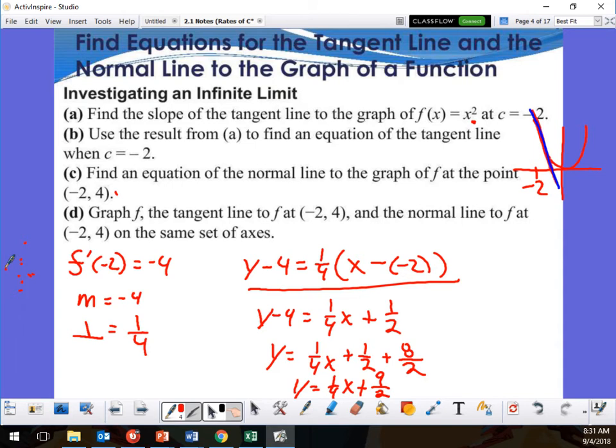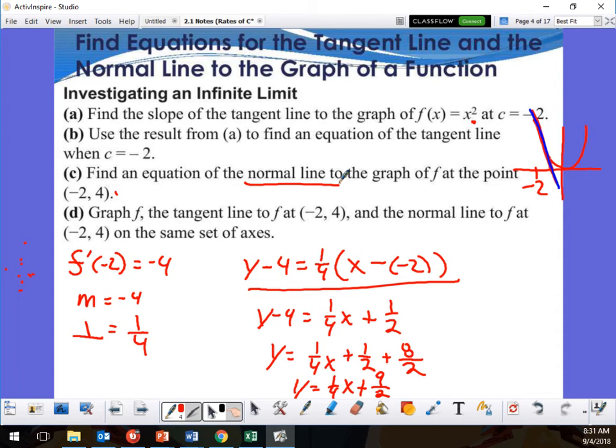And that's your answer? Yeah, that's for the tangent line? Nope, normal line. So, not the slope, not the tangent, the normal line. Normal line. Okay, you're going to have a lot of those.